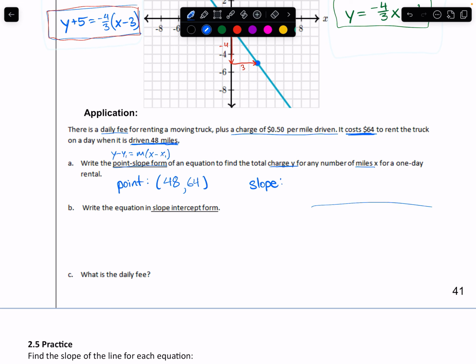So write an equation for that in part A. I want you to try to write it in slope intercept form too, and then tell me what the daily fee would be. And we will go over that in class.